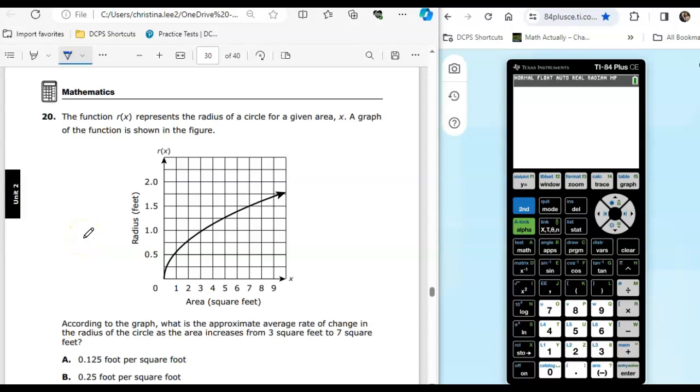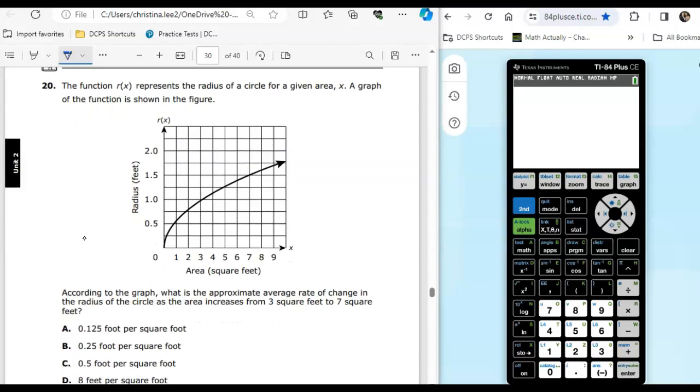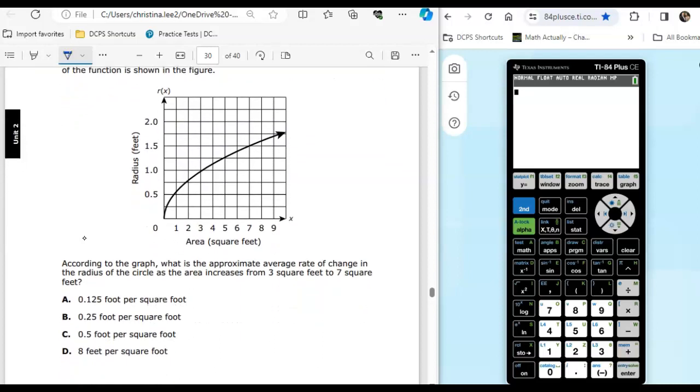All right, let's take a look at number 20. So the function r of x represents the radius of a circle for a given area x. So that means the input is the area and the output is the radius of that circle. So this is the graph right here. Now, according to the graph, what is the approximate average rate of change in the radius of the circle as the area increases from 3 square feet to 7 square feet?